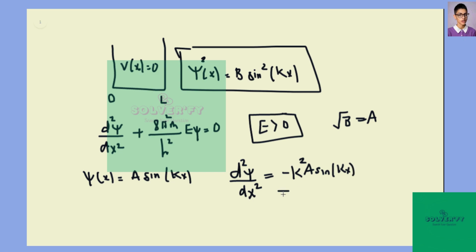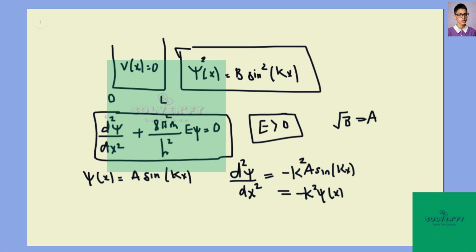This is exactly equal to minus k square psi of x, where psi is the wave function. So we make this substitution in our main Schrodinger equation. In that case, we get minus k square psi plus 8 pi square m over h square E psi equal to 0.